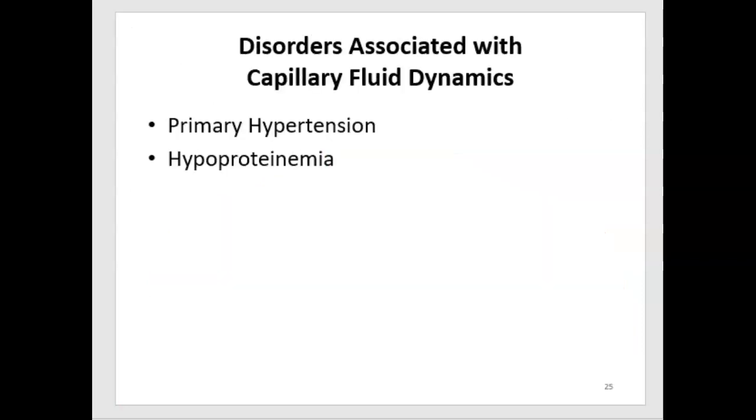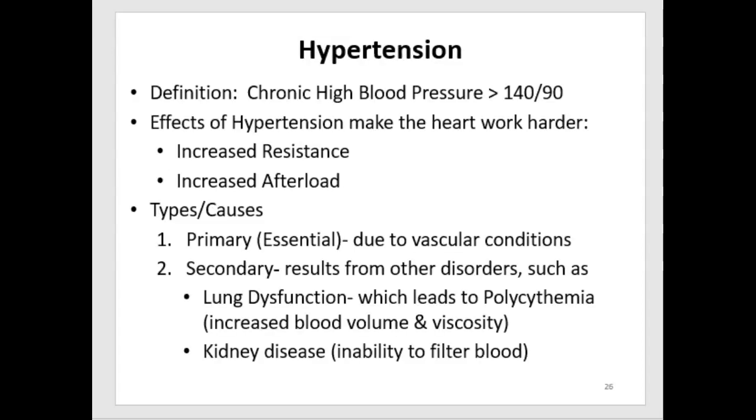Now we're going to look at some disorders associated with these fluid dynamics at the capillaries. One is hypertension and the other is hypoproteinemia. So I'm going to do hypertension first. Recall that the definition of hypertension is chronic high blood pressure at a value of greater than 140/90. And chronic meaning all the time.